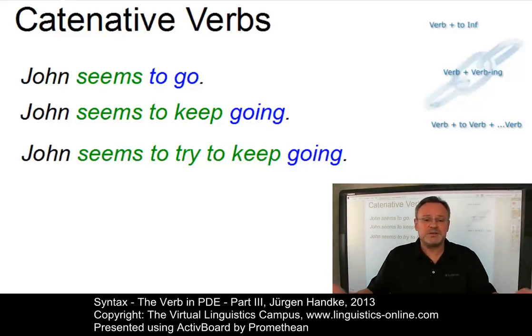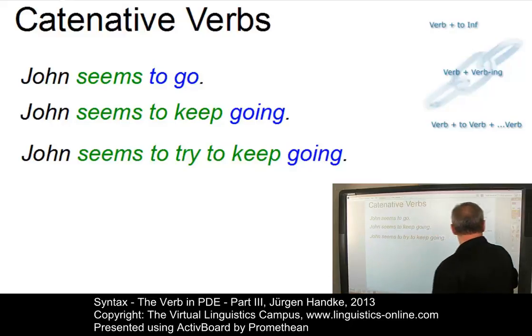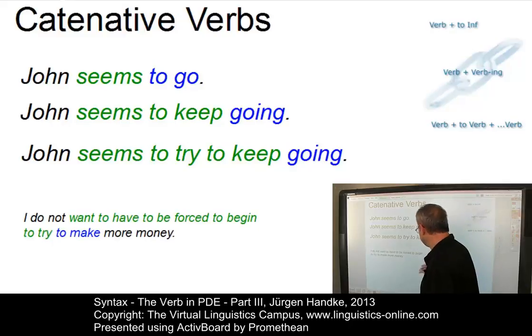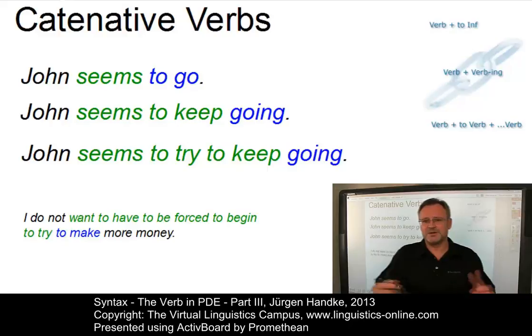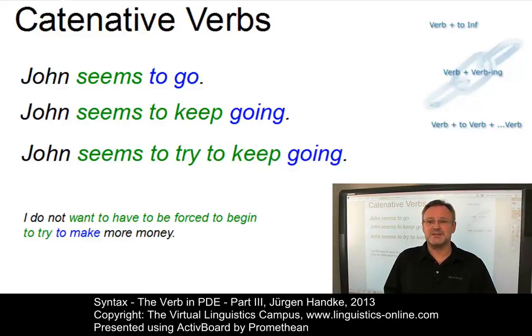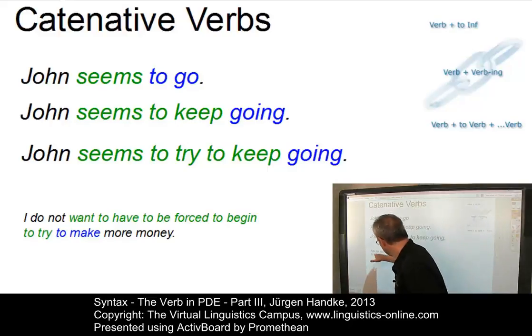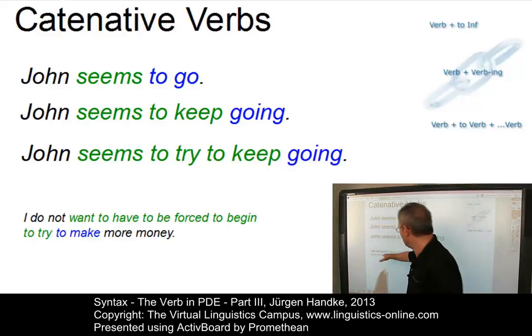Theoretically, there's no limit upon the number of verbs that may co-occur in a sentence, provided that all except the last verb are catenative verbs. So you could have constructions such as, I do not want to have to be forced to begin to try to make more money. Well, and if we take do support as a criterion, then catenative constructions behave entirely like main verbs. They need do support to build negative sentences. I do not want, not I want not.